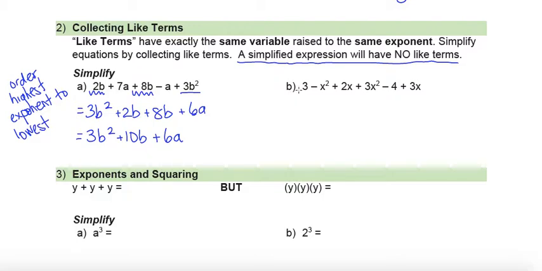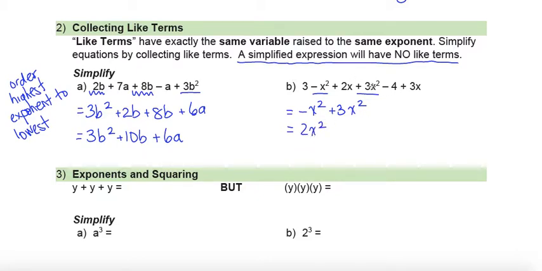So the next example, again, we're going to start with the term with the highest exponent. So in this case, it's our x squared. So we have a negative x squared and a positive 3x squared. So if you wanted to write these right beside each other, you could. Or if you can go right from your original question to the next line, that's okay too. So negative x squared plus 3x squared is 2x squared.